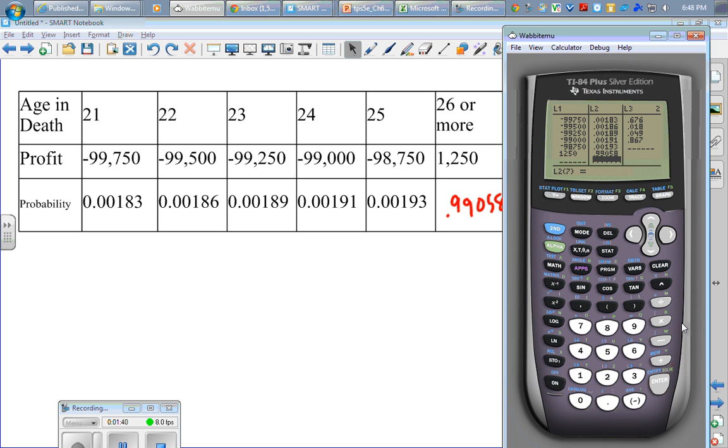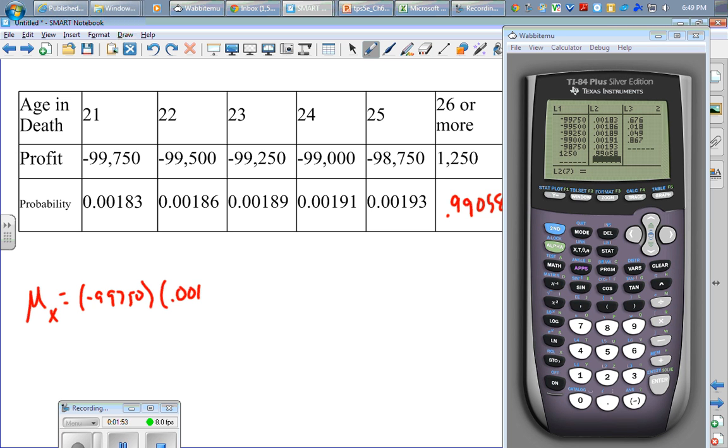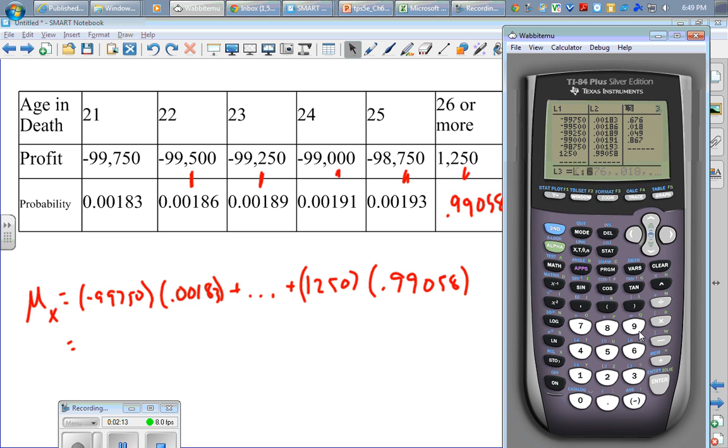Of course, as usual, pause the video at any time if you need to do it to catch up. And then part C of problem 14 says calculate the mean. Well, the work is going to say take 99,750 times that, plus the product of those and those and those and those and those. So plus 1250 times 0.99058. Using my calculator, I could go to L3 and multiply L1 times L2.